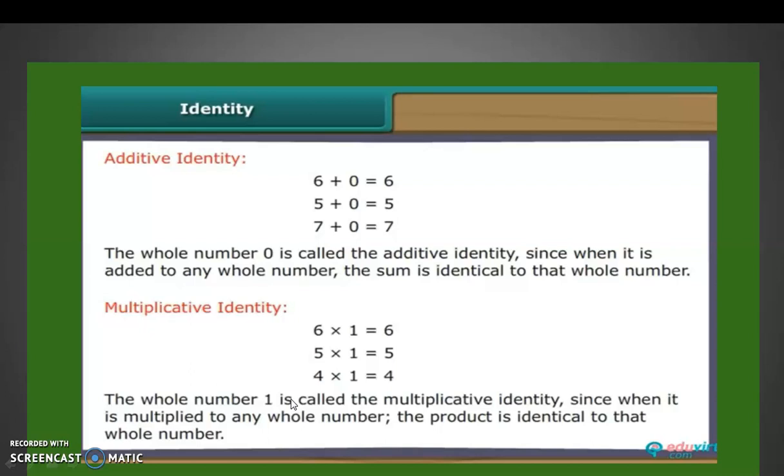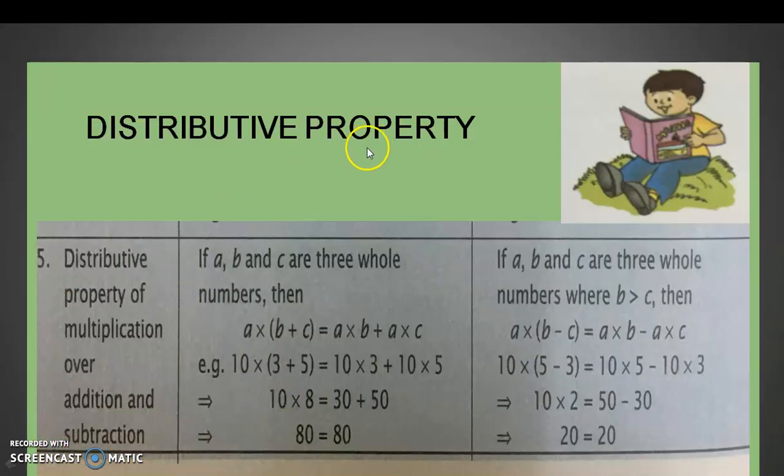The last property which I will be discussing with you is the distributive property. Distributive property is of multiplication. It is either over addition or over subtraction. If a, b and c are 3 whole numbers, then a multiplied by (b plus c) is expressed as the product of a multiplied by b, the sum along with it of a multiplied by c. So a multiplied by (b plus c) can be written as a multiplied by b plus a multiplied by c. The number outside the bracket is taken with both the numbers inside the bracket.